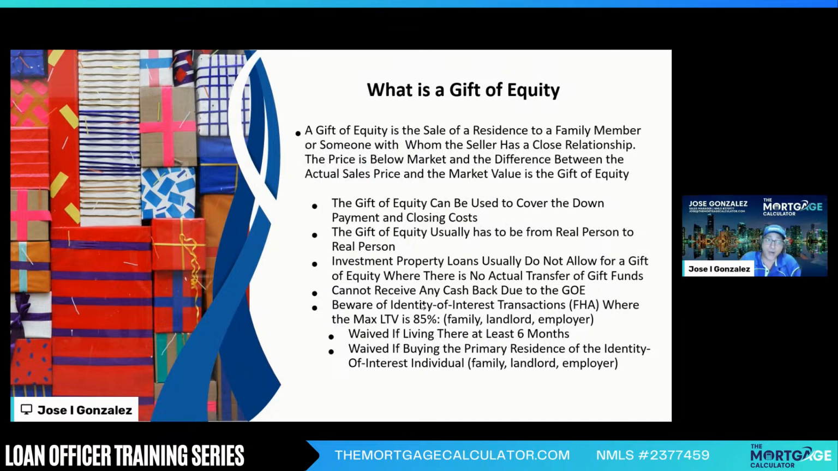Now, I know we're not covering identity of interest transactions in this presentation, but it's an important part because it could come into play, and that's what the whole idea of structuring these transactions is all about. The identity of interest transaction limitation is waived if the borrower has been living in the property for at least 6 months. If not, go conventional.